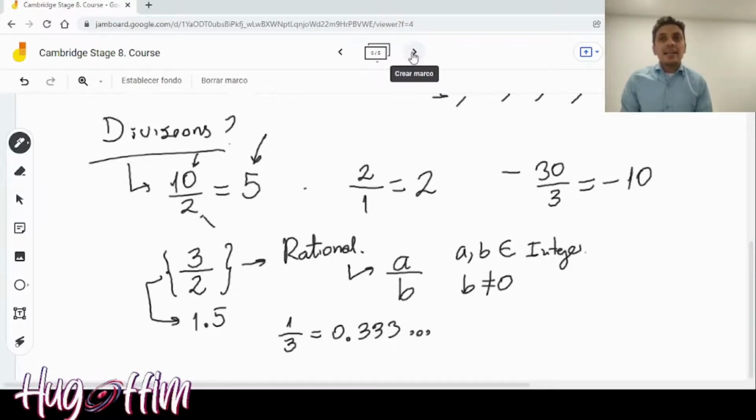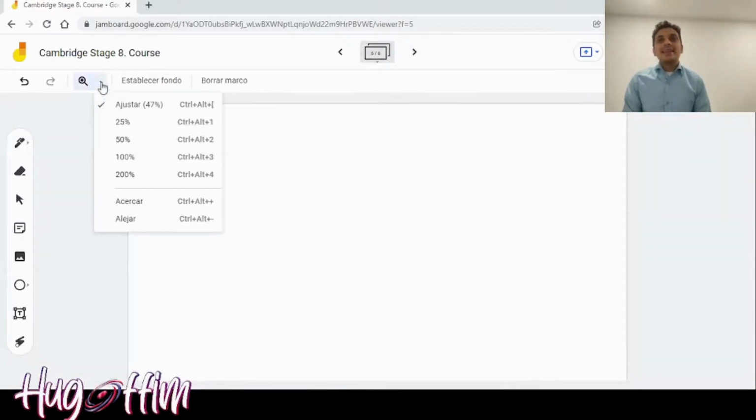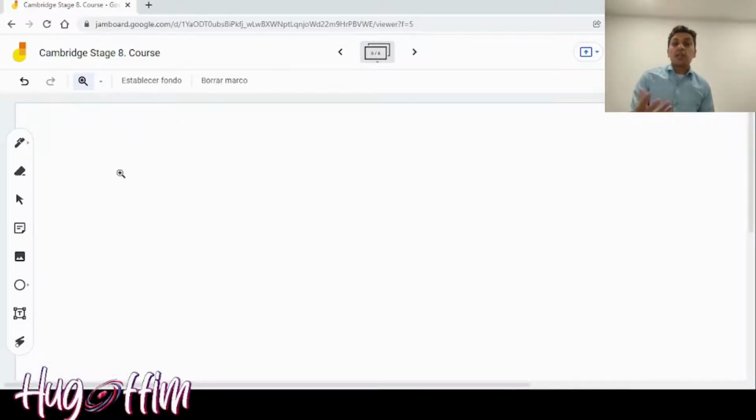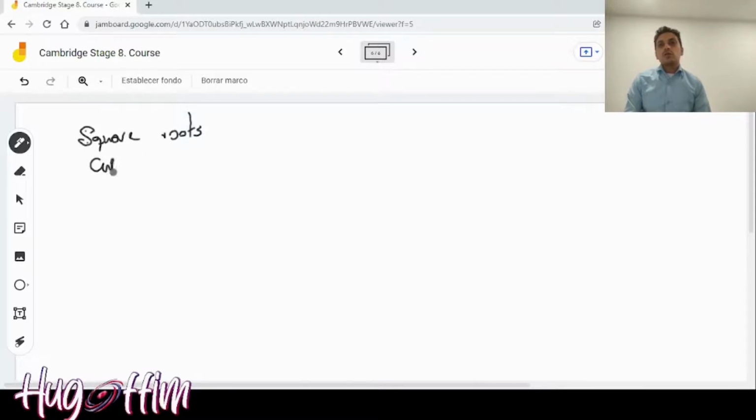And finally, what is the next operation that we can apply and use in order to understand our number sets? The last operation could be the roots. What happens if we take square roots or cubic roots or any type of roots?